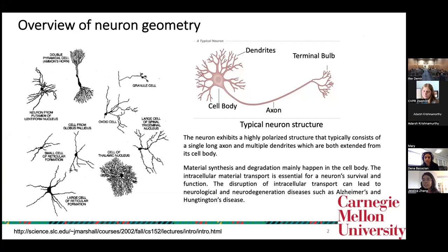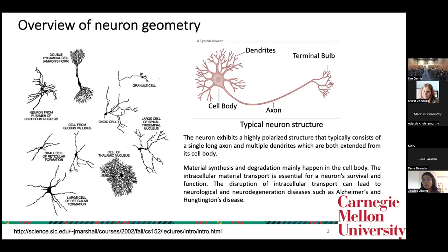Neuron morphology is very complicated. It looks like tree structures. A typical neuron structure consists of a cell body with a lot of dendrites, those small branches, and a long, slim axon. At the tip of the axon, you can see a lot of terminal bulbs or synapses. In this way, the neuron exhibits a highly polarized structure. It's important to know that material synthesis and degradation mainly happen in the cell body.